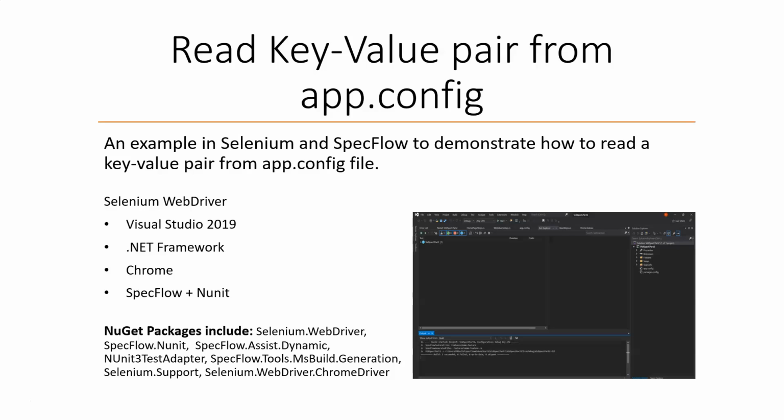In this video, I will show you how to read a key value pair from the app.config file. Please remember that this approach can only be used if we are using the .NET Framework, and we work slightly differently if we are using .NET Core.